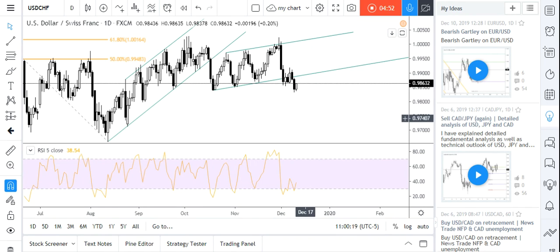CIBC, Canada Imperial Bank of Commerce, is a very significant bank with presence in almost all continents.